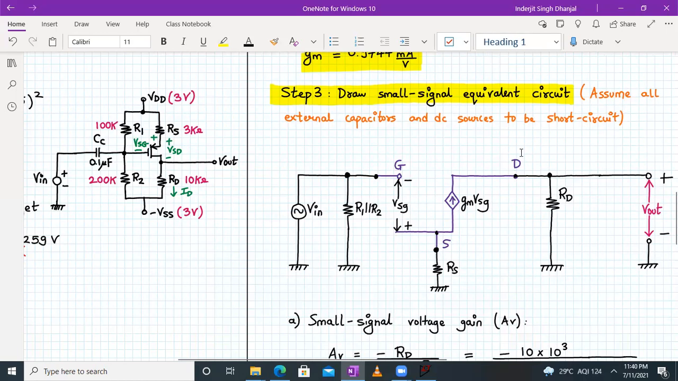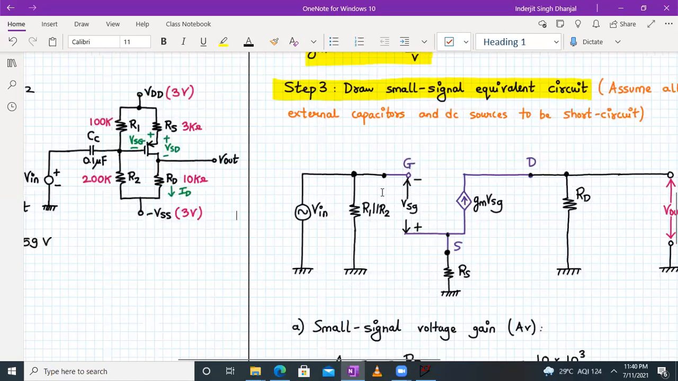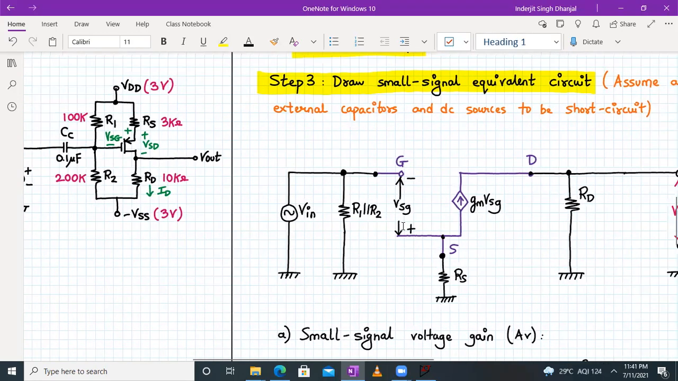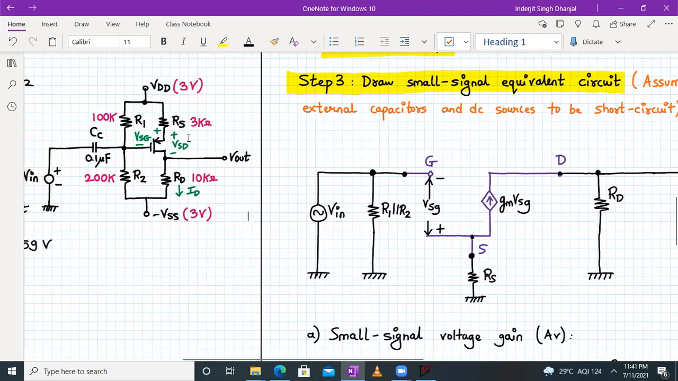Now we have to draw the remaining part of the circuit. From the gate terminal, we have two resistors R1 and R2 in parallel. You remember, to draw the small signal model, we have to consider the capacitors to be short circuited and the DC supply voltages also to be short circuited. So all these DC supplies are short circuited. We have R1 parallel to R2, and in parallel to that we have Vin. At the source side, we have a resistor RS which is connected to the ground.